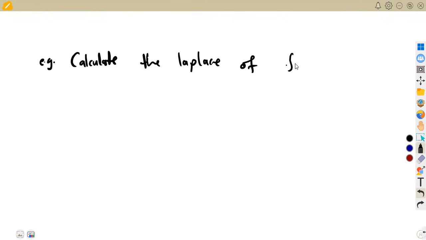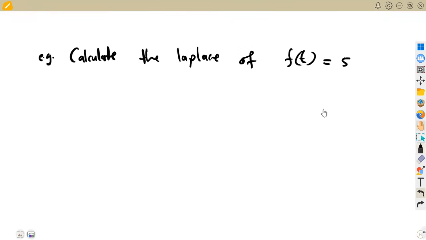Sometimes they might give us a question, for an example, they might state directly: calculate the Laplace of f of t, which is equal to 5. They gave us that f of t is equal to 5. Calculate the Laplace of this if f of t is equal to 5.